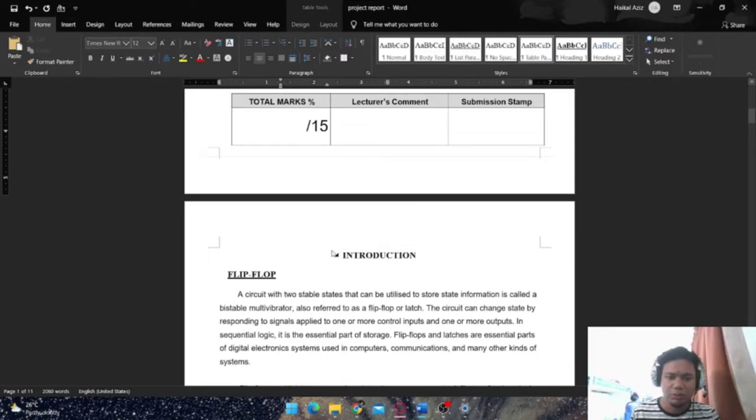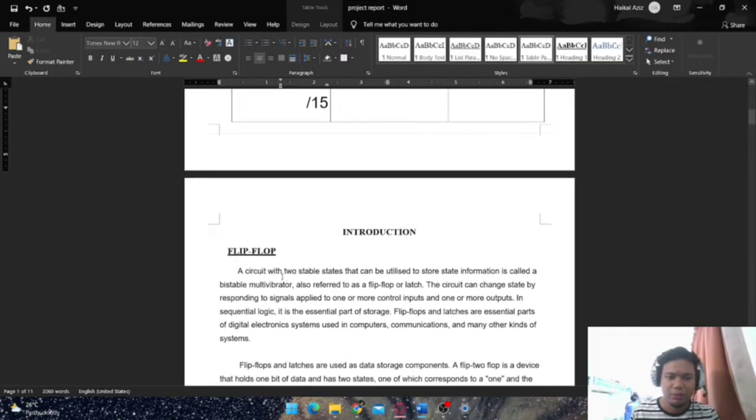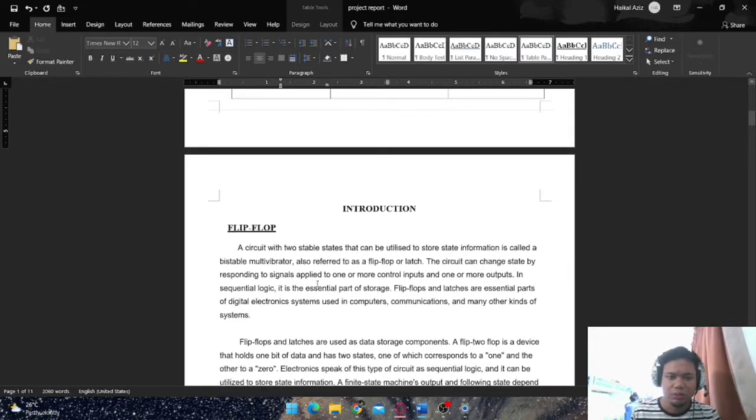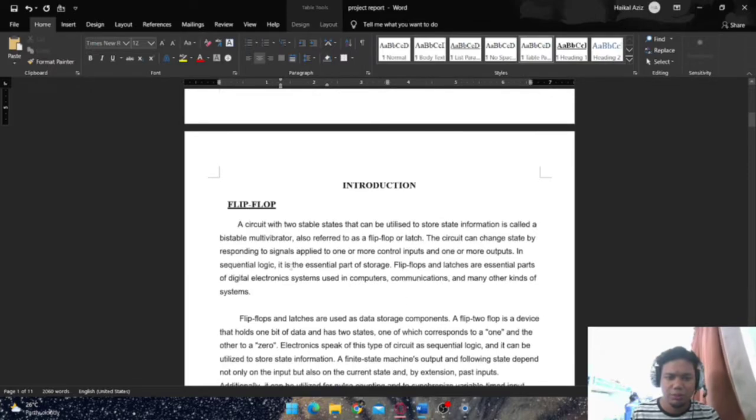Now I want to talk about intro flip-flop. A flip-flop is a circuit with two stable states that can be utilized to store state information, called a bistable multivibrator. Also referred to as a flip-flop or latch. The circuit can change state by responding to signals applied to one or more control inputs and one or more outputs. In sequential logic, it is the synthesis part of storage.